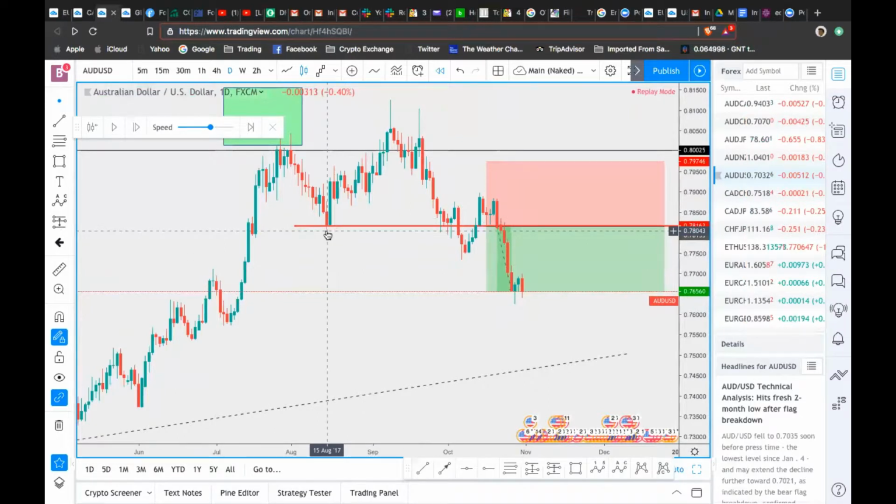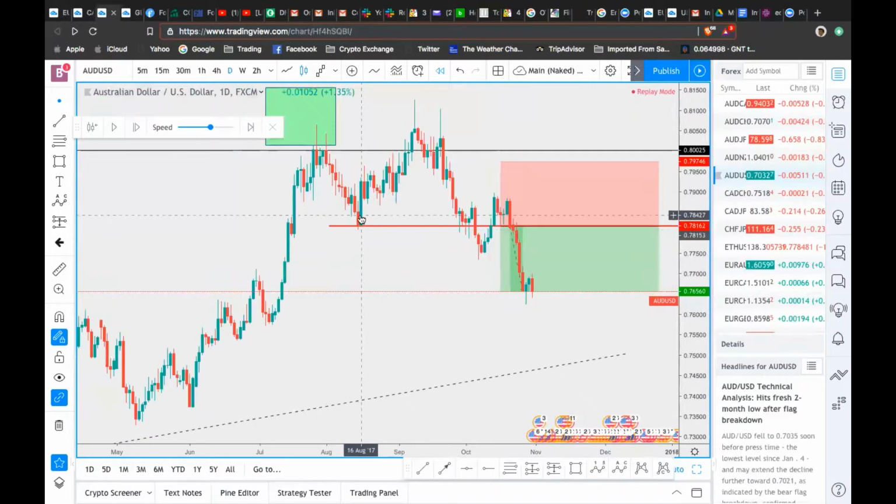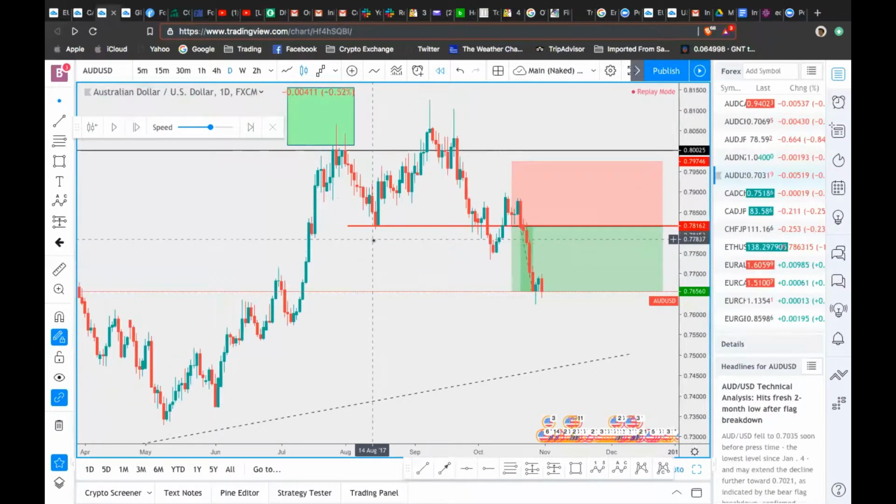Because we know in the uptrend, price makes higher highs and higher lows, right? Now we see we're making higher highs, higher lows, but this low got broken. We don't make that in the uptrend. So now we know we start looking for sales because this low has been breached.